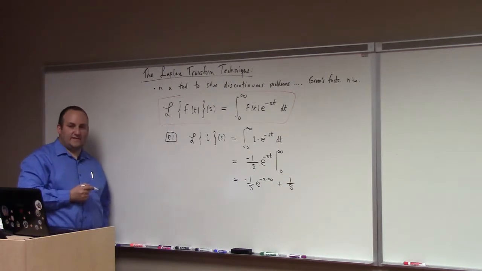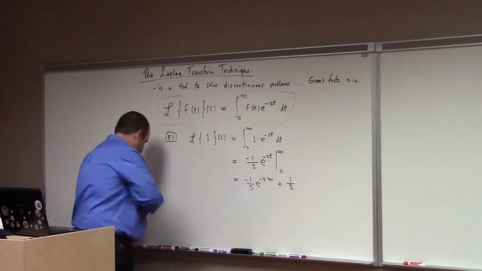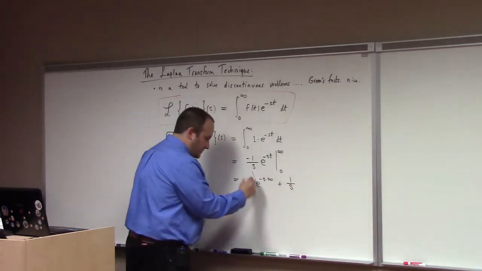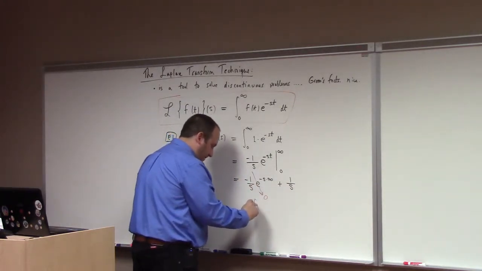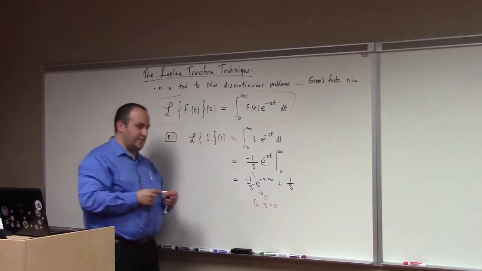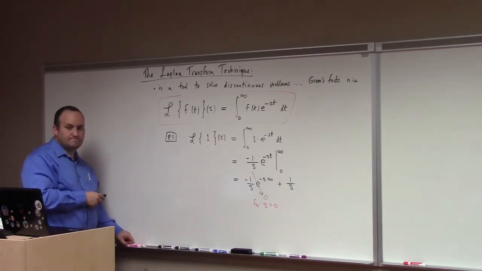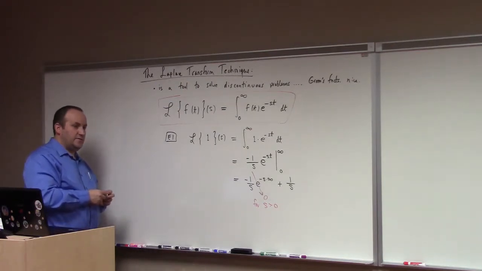Now this e to the minus s times infinity drops out, provided what? As long as s is greater than 0, that drops to 0. We have the exponential of a very large negative quantity. It's 0. So there you go.